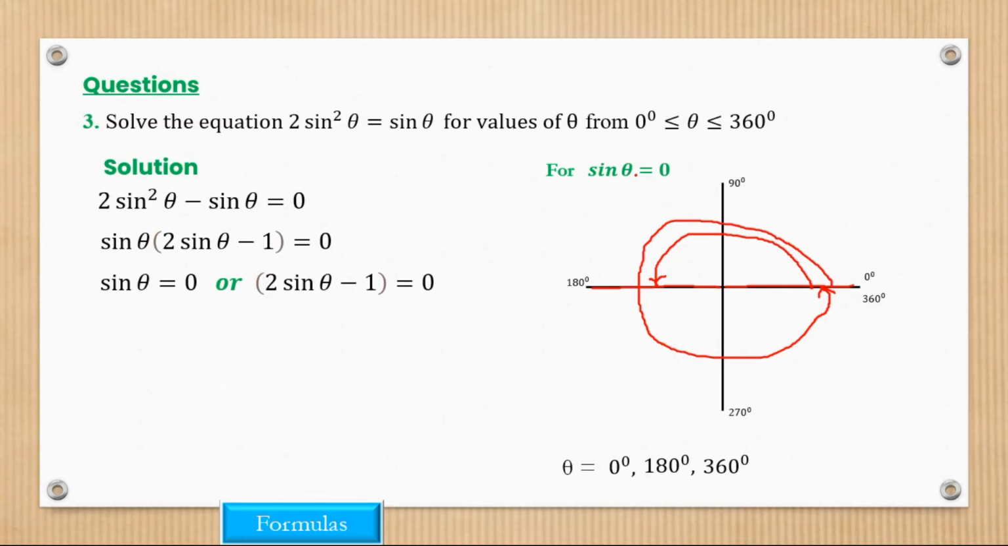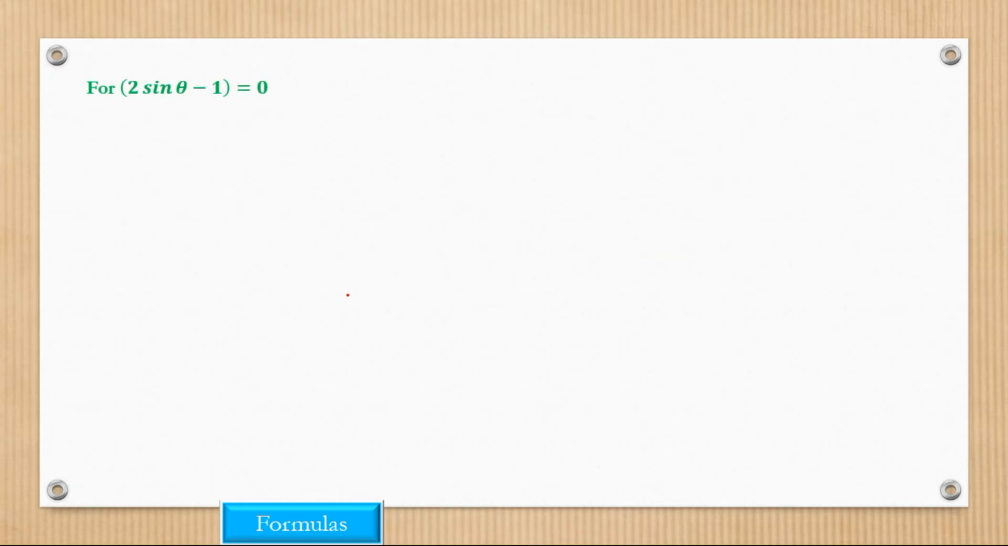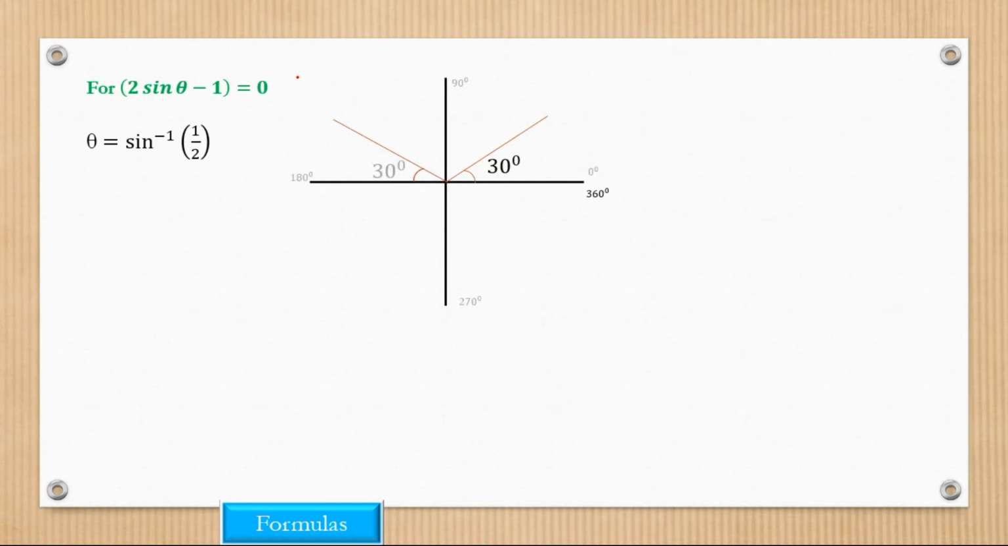So that's when we have sine theta being equal to 0. Now what about for this section? For 2 sine theta minus 1 is equal to 0, we can take this negative 1 to the other side, then we'll have a positive 1. Then theta is equal to sine inverse of a half. In our CAST diagram, we can see that our angle here is 30, and we place 30 in regions where sine is positive, which is this region and this region, the region of All and the region of Sine.